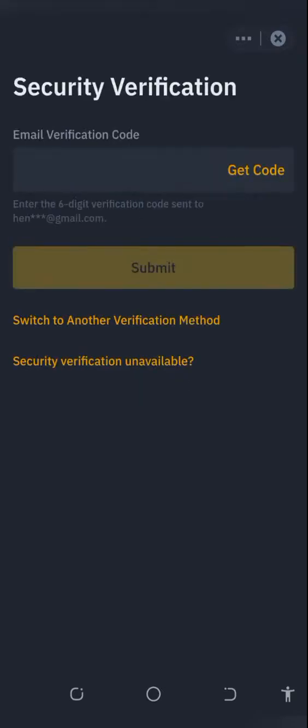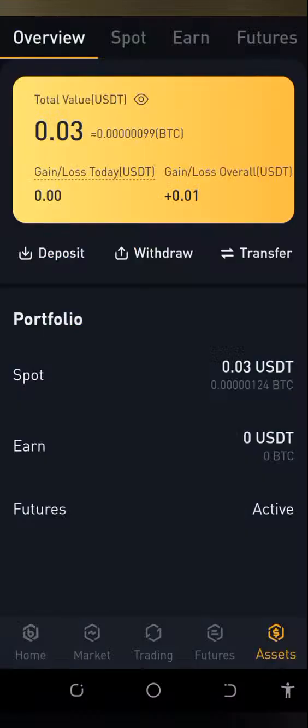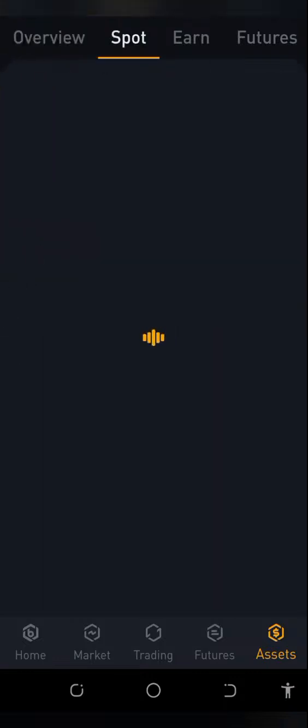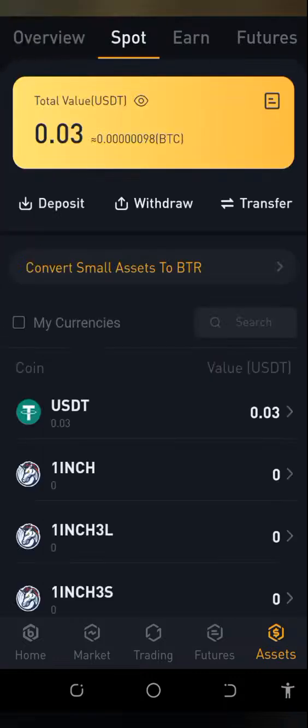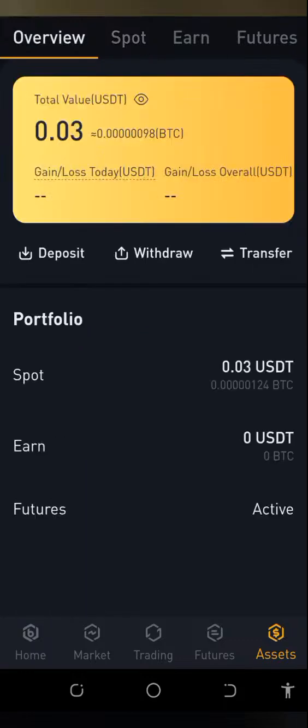Okay, I'll do my verifications and I'll see you on the other side. All right, I'm already in Bitrue and it hasn't arrived yet. So let me just refresh. As you can see here, I've got 0.03 USDT. That's a really, really tiny amount of money. So let's see how this goes. And spot is just 3 cents, and then nothing else. So let's keep our fingers crossed.